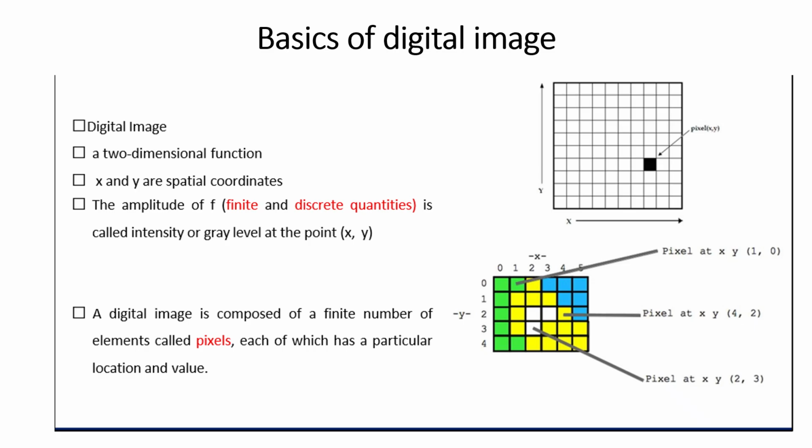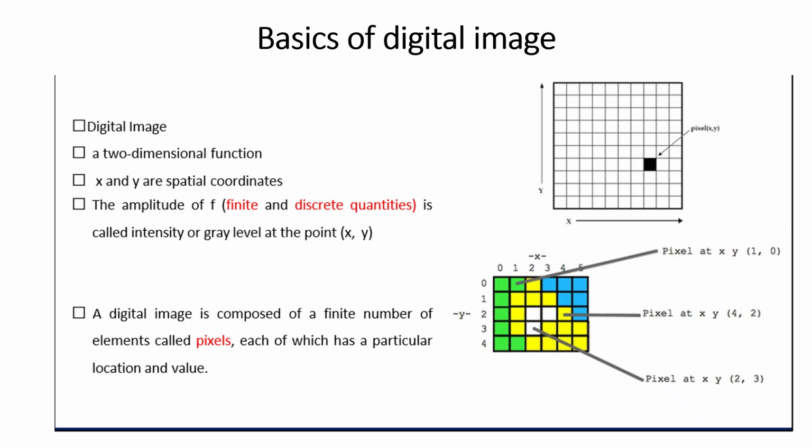Now let us see what the basics of a digital image are. A digital image is a two-dimensional function which has x and y spatial coordinates. The amplitude of f is finite, and its discrete quantity is called the intensity or gray level at the point x comma y.